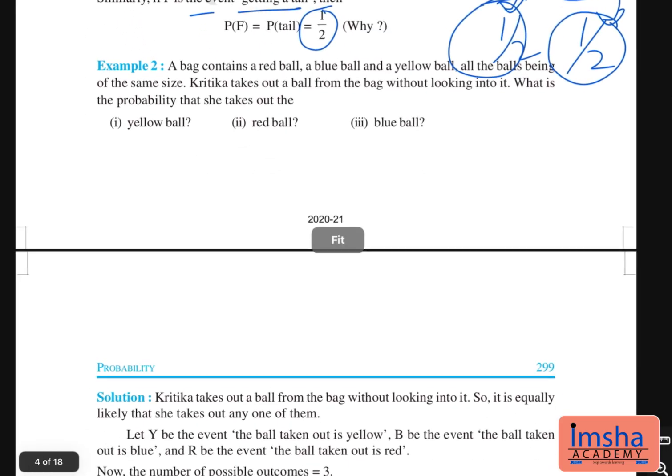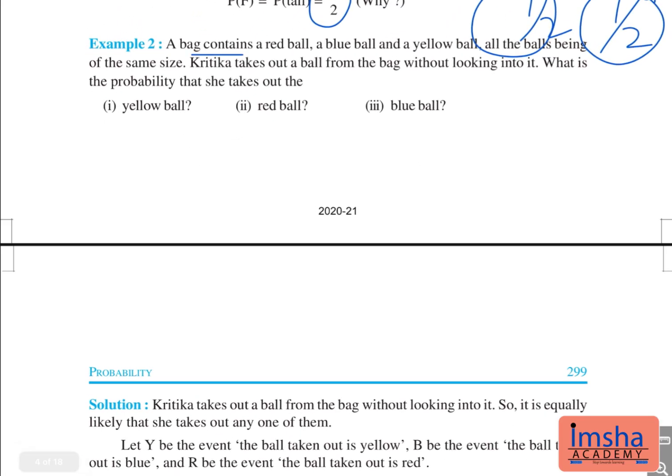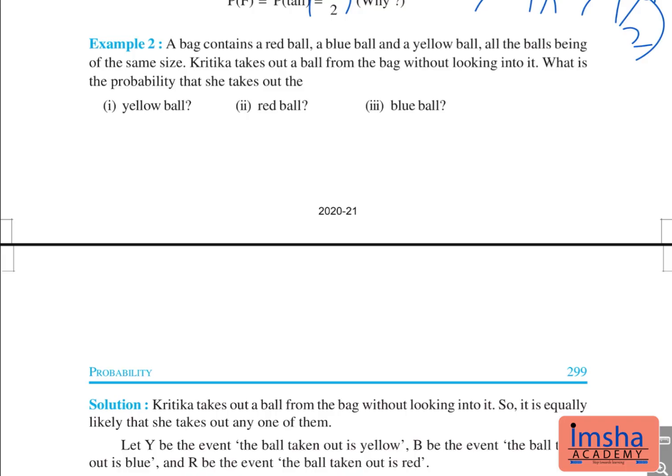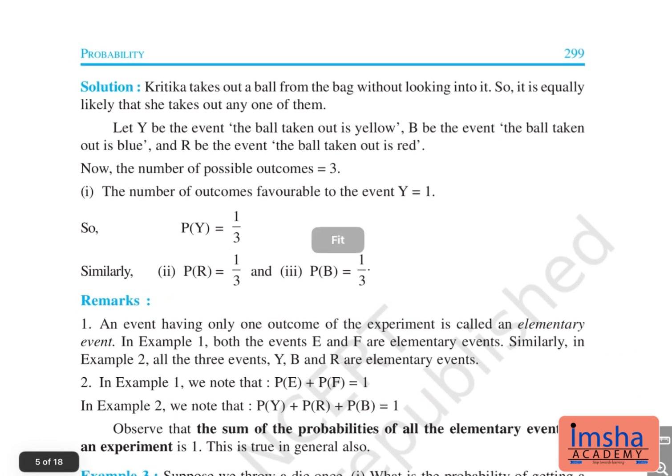So next example: a bag contains a red ball, a blue ball, and a yellow ball, all the balls being of the same size. Kritika takes out a ball from the bag without looking into it. What is the probability that she takes out the yellow ball, the red ball, and the blue ball? Okay, we'll see the solution.